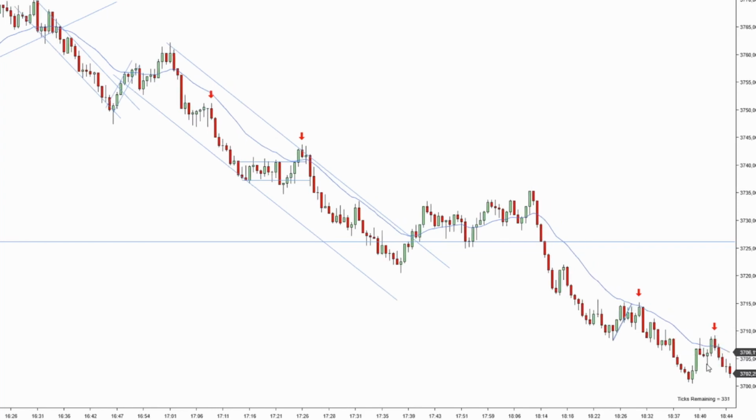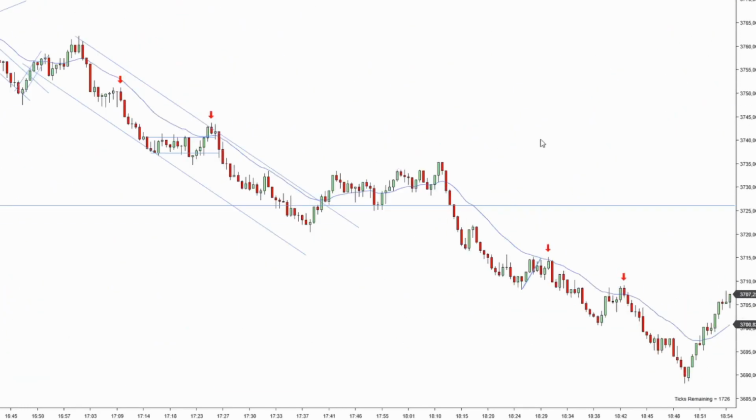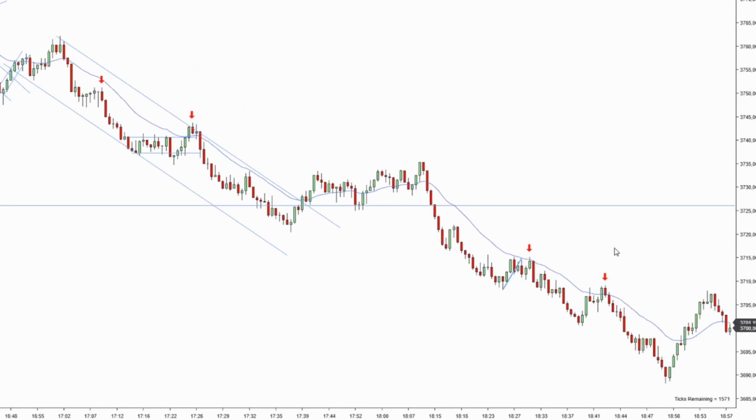Once again, first entry short, pullback, second entry short, and now we're starting to get into that vibe that is very beginner friendly. Now the second entries are starting to work. Now we're in a downtrend.